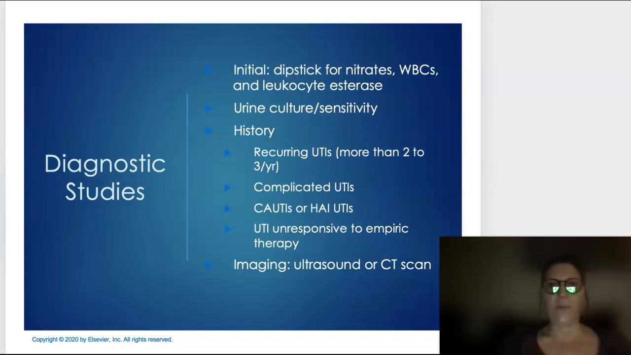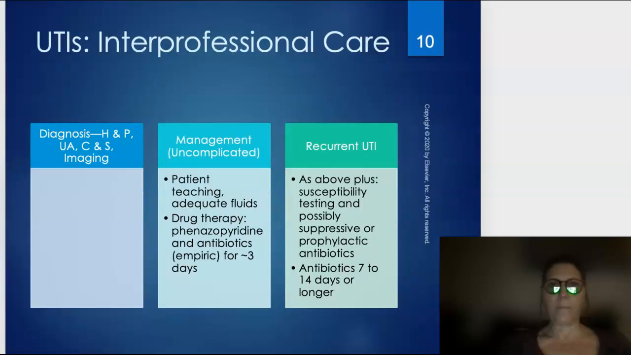For imaging, we might do an ultrasound or CT scan if it's really bad. Normally, we just do a culture and sensitivity, decide which antibiotics to give, we give it, and everyone goes on with their life. But sometimes they're more troublesome. So for diagnosis, we're going to look at the history and physical, the UA, the culture, and then imaging if there is imaging. So the management, if it's uncomplicated, would be patient teaching: remind them that they need to drink a lot of fluids, go to the bathroom when you feel like you need to go, urinate after you have sex. There are a lot of different things, and make sure you wipe correctly.